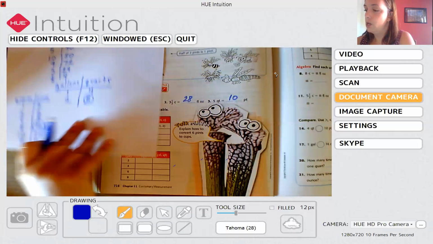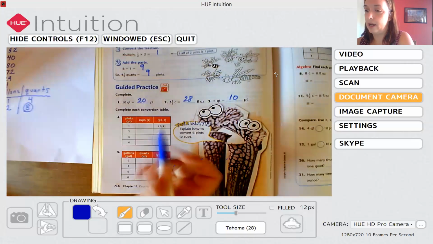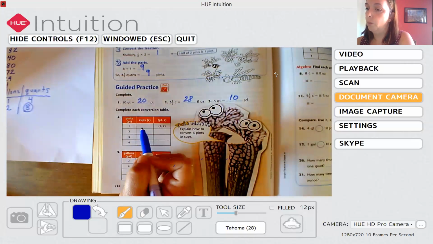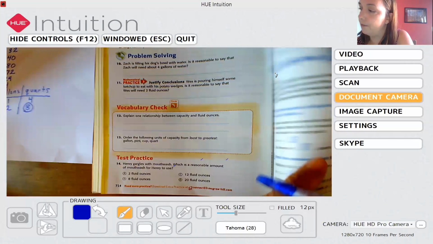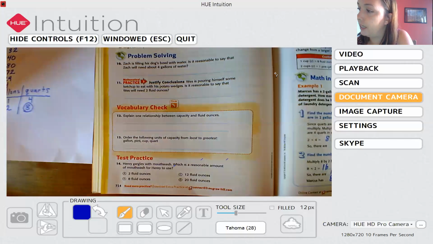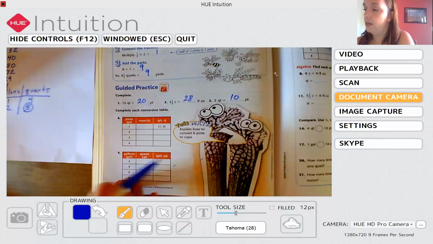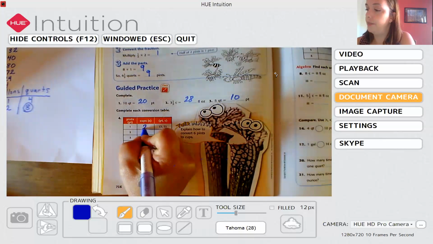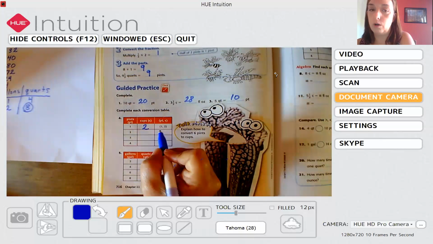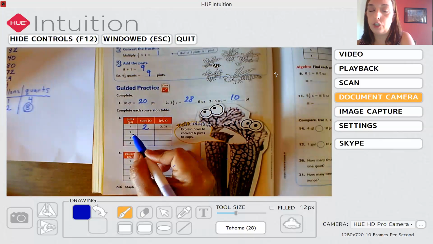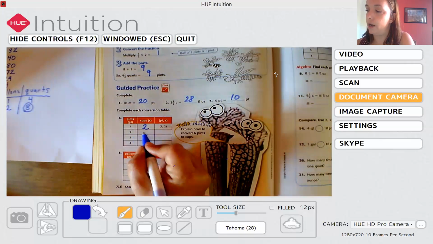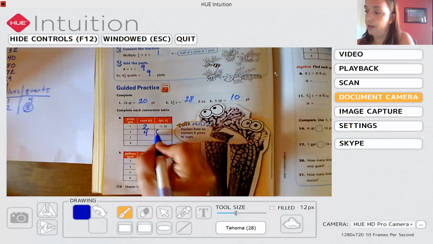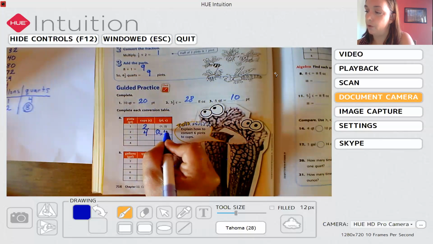All right. So 1 pint is how many cups? I'm going to go back over to my conversion on page 715, and it says that 2 cups equal 1 pint. So I'm going to put 1 pint equals 2 cups, and then my ordered pair is 1 pint, 2 cups. Now if I double that, 2 pints is going to be 4 cups. So 2 pints, 4 cups is my ordered pair.